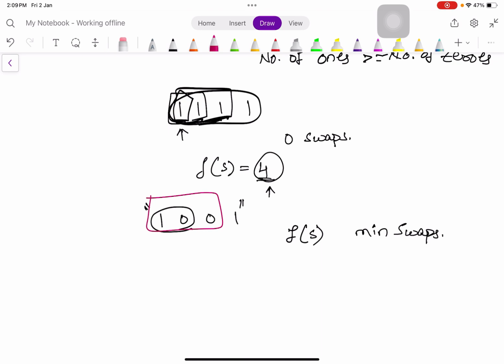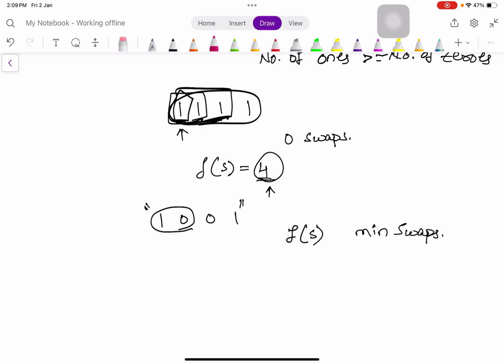If I choose the first 3 digits, then definitely the number of ones is not greater than the number of zeros. But they have already told us that we can perform swaps in order to change the position of ones and zeros. We can only perform adjacent swaps, which means only adjacent elements can get swapped. We cannot swap any random elements.